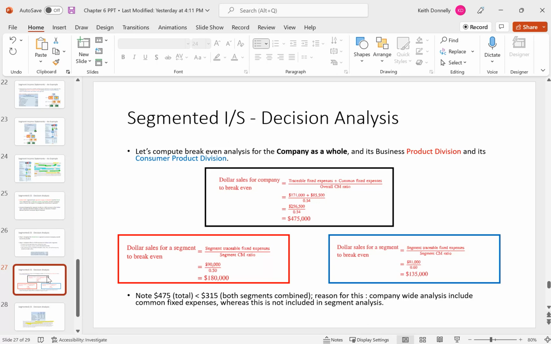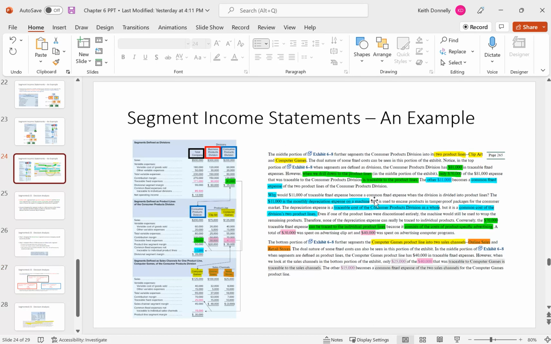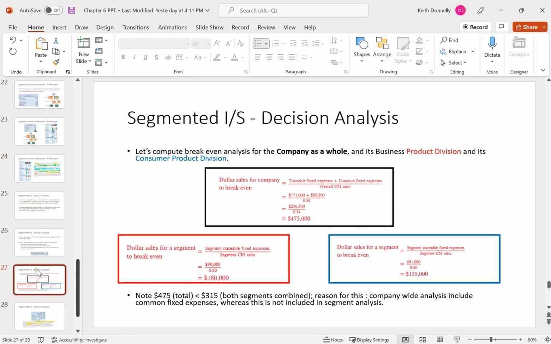Another interesting thing with segment analysis is you can conduct break-even analysis, right? We can look at the company as a whole, or we can look at each segment. So from the company as a whole, we would have our dollar sales to break even. That would be our traceable fixed expenses plus our common fixed expenses over our contribution margin ratio, right? We're at 475,000 there. And again, where are they getting this from? This slide right here, that's where they're getting the numbers to plug in. That's from the company as a whole.